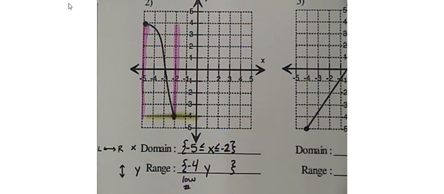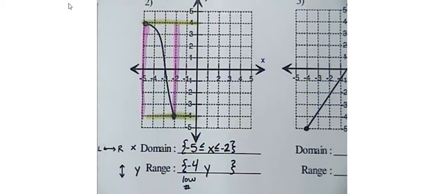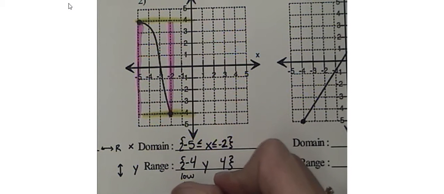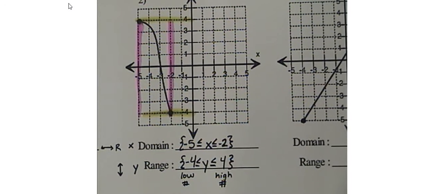Okay, and then we're going to go all the way up. My graph stops up here at a +4, so that would be my high number, my maximum. So y is greater than or equal to -4, less than or equal to +4.